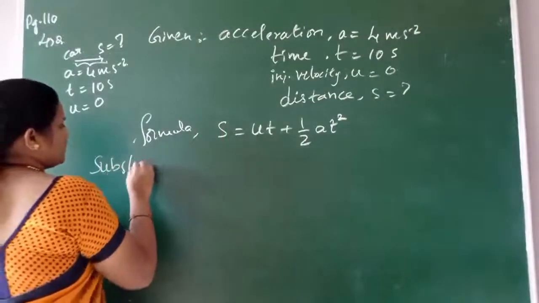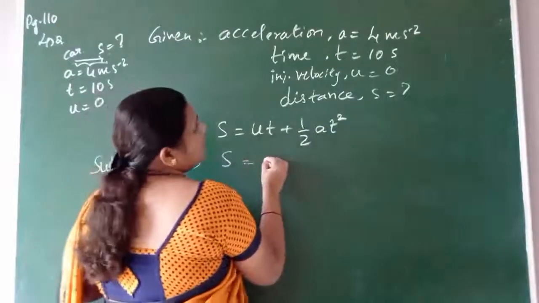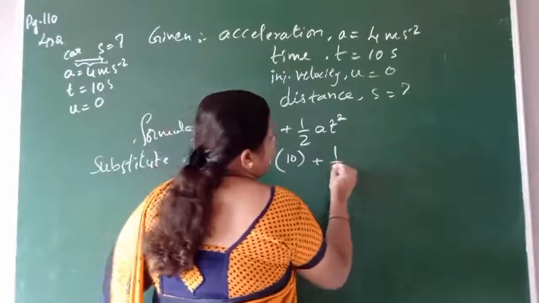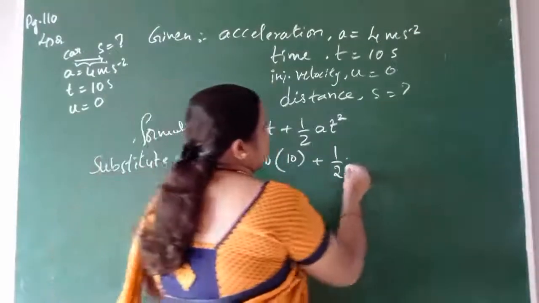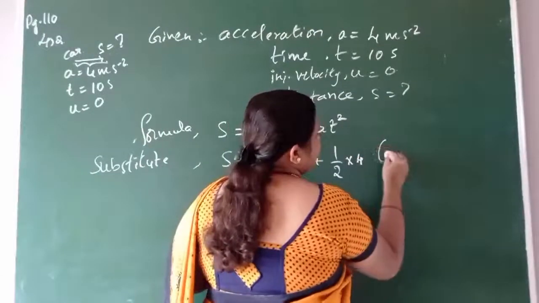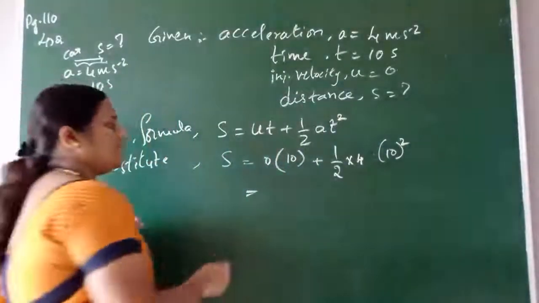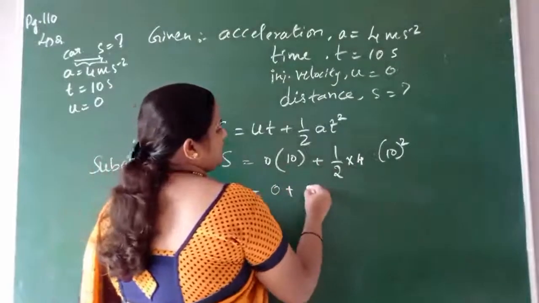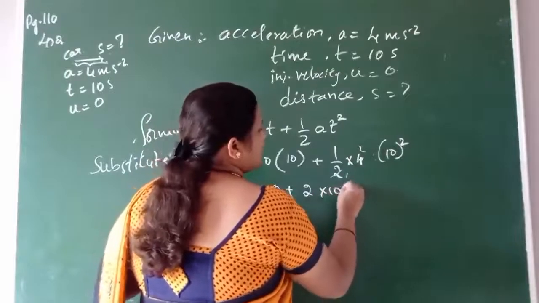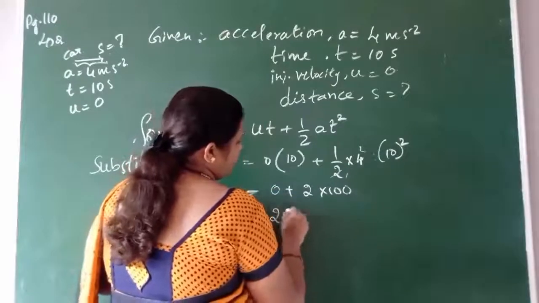Now substitute the values. S is equals to, what is the u? 0. What is the time? 10 plus half. What is the acceleration? 4 into time. What is that? 10 square. So anything multiplied with 0, we will get it as 0 only, plus 2 ones are 2, 2 twos are 4, isn't it? 10 square means 100, no? Yes. What is that? 2 into 100, 200 meter.